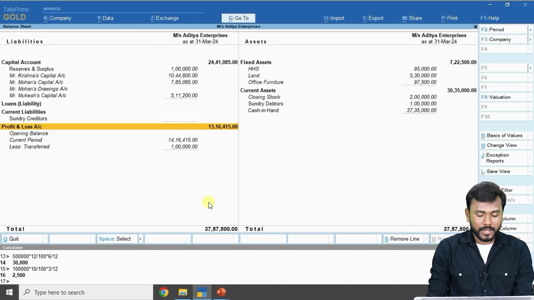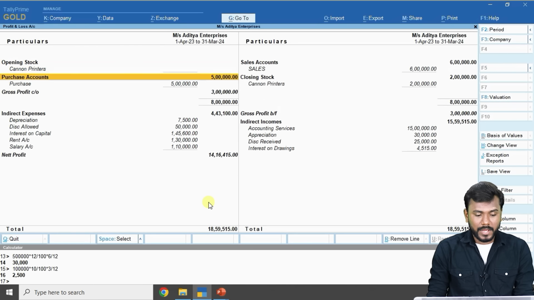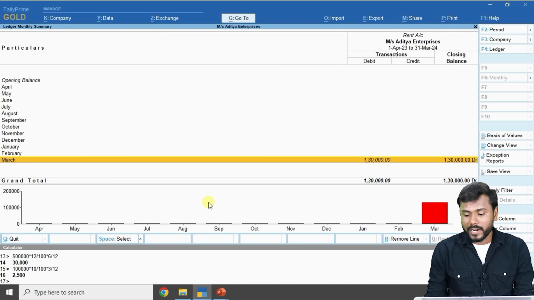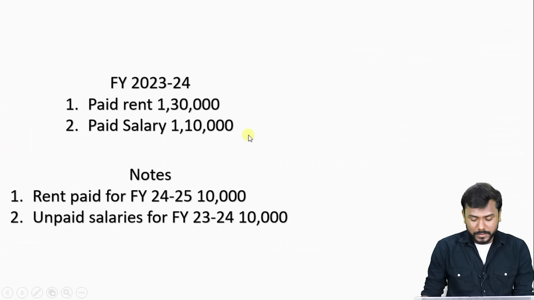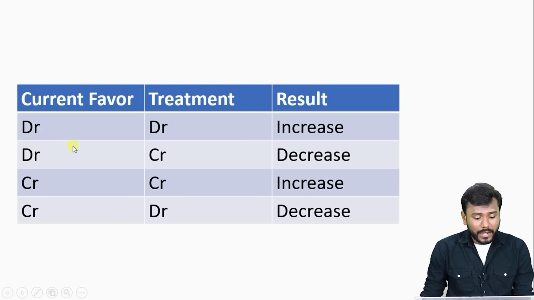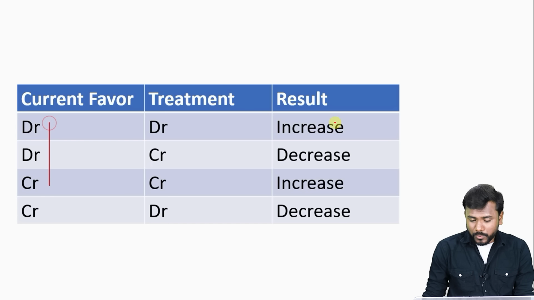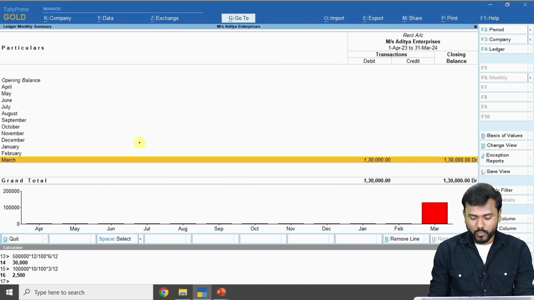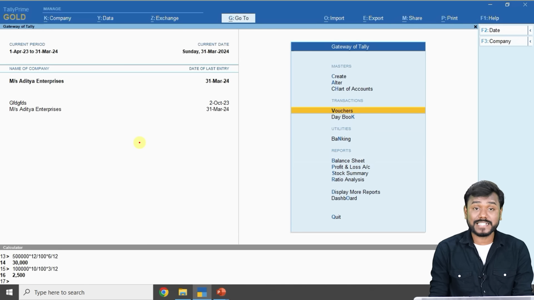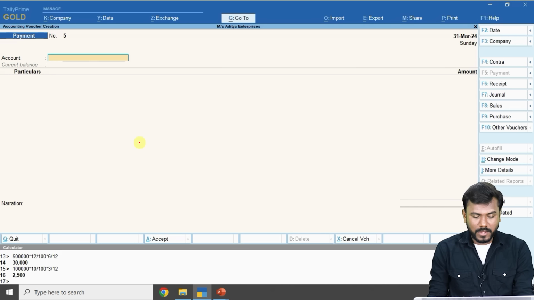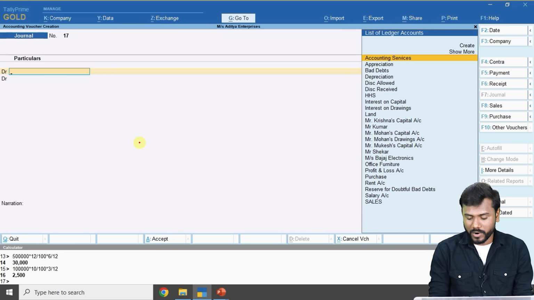Before doing that, if you see the profit and loss account, rent is already showing on the debit side. Now I need to reduce it. To decrease it, I need to post rent on the credit side. So what will come on the debit side? An asset is coming from that 10,000. So the asset is coming. So what do we debit?